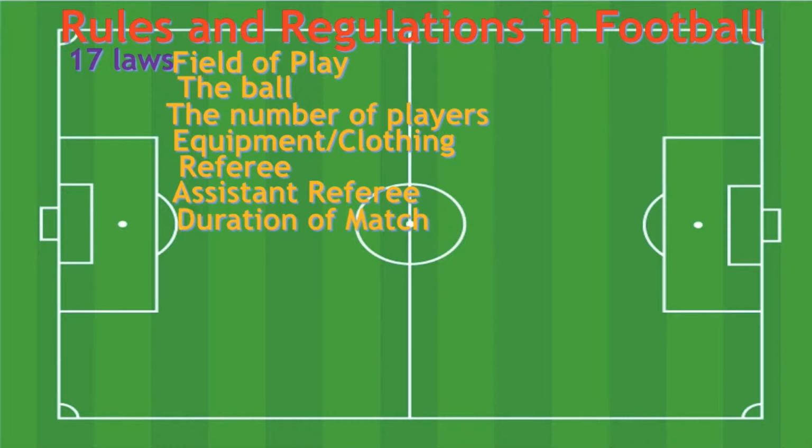The duration of a football match. A football match is split into 2 halves of 45 minutes. Half-time should not exceed 15 minutes. However, the period of time allowed for half-time is often discussed in amateur football before the kick-off. In professional football matches, the half-time period is 15 minutes.